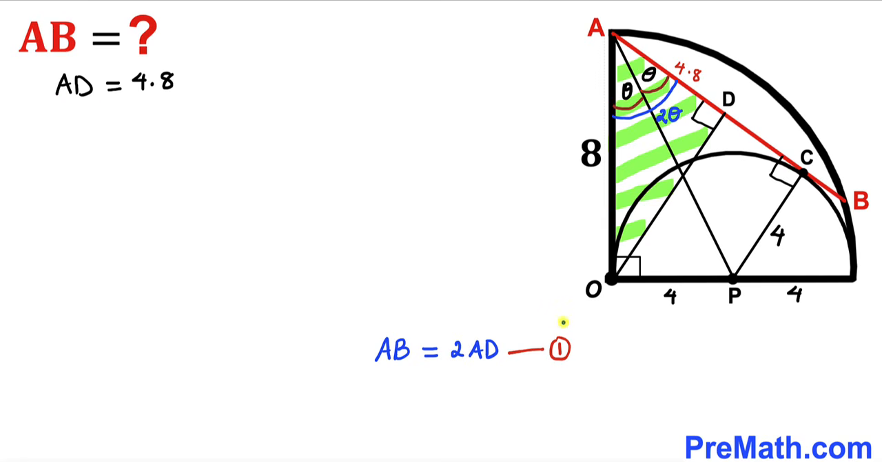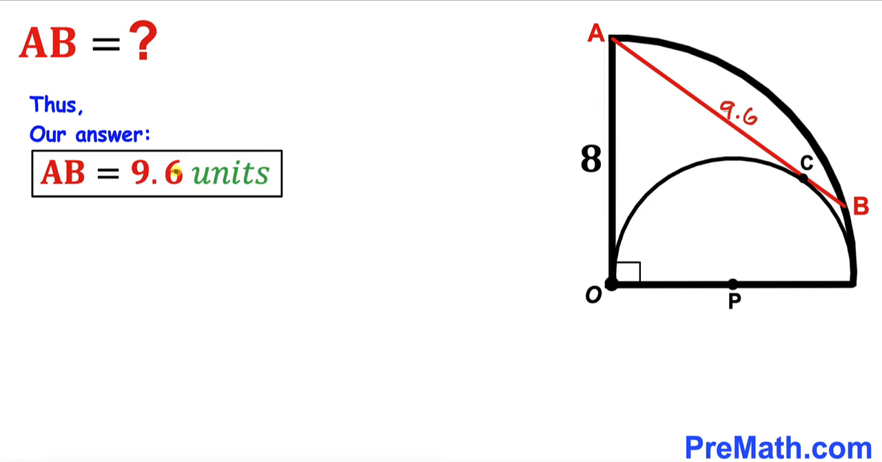And now let's recall equation 1. Our chord AB equals 2 times length AD, and I have copied down this equation over here. So thus our chord AB length turns out to be 2 times our AD length, which is 4.8. So therefore our chord AB length turns out to be 9.6 units.